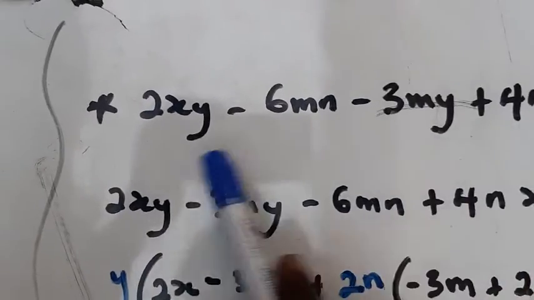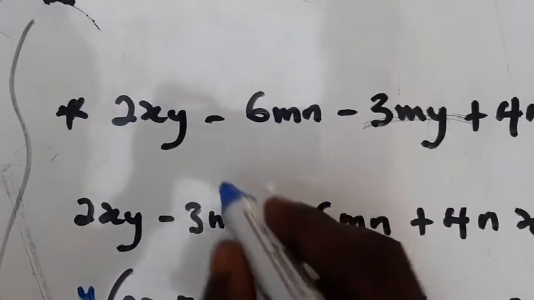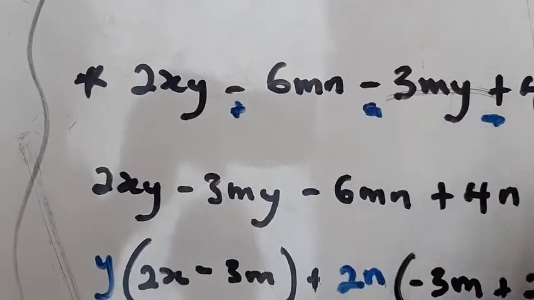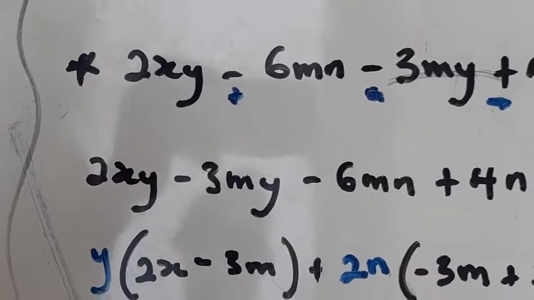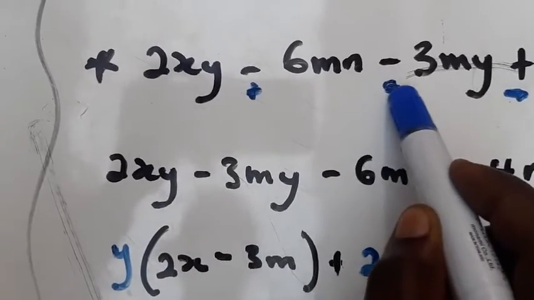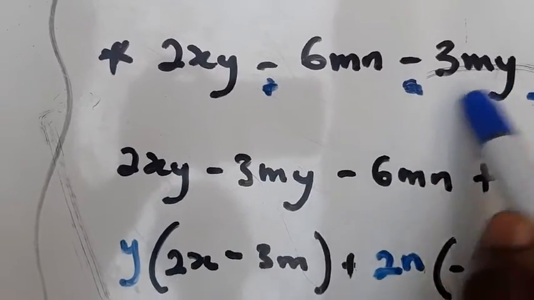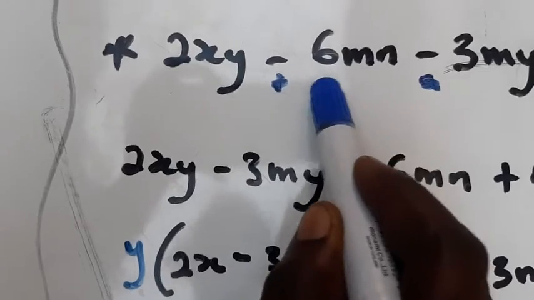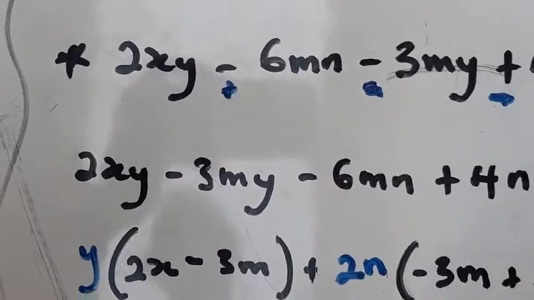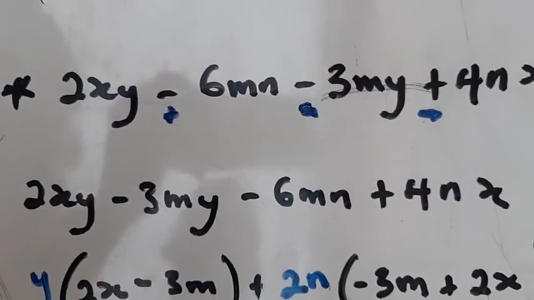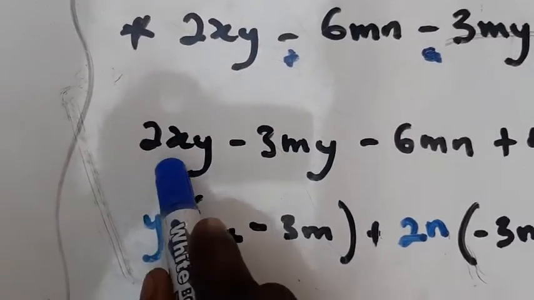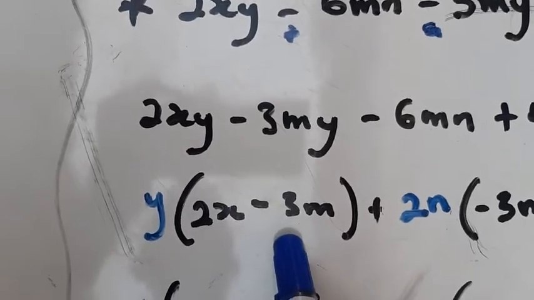So let's bring this up. As I said earlier, I made a disclaimer that the sign in front of a term is exactly what belongs to it, so don't be confused about that. Here will be 2xy and then minus 3my, and then we are going to repeat the other two: negative 6mn and then plus 4nx. Very simple. Now what do they have in common? They have y in common. So let's bring the y out. We are left with 2x minus 3m.